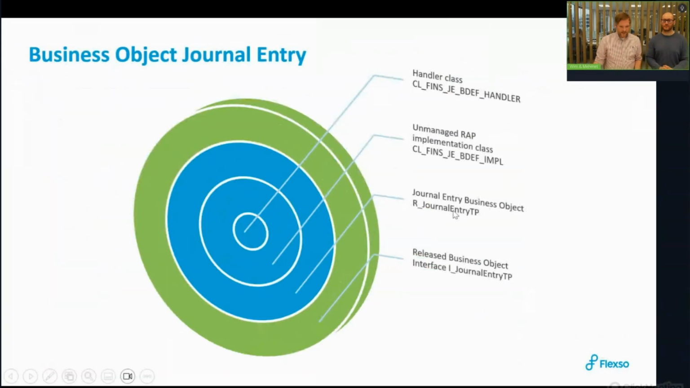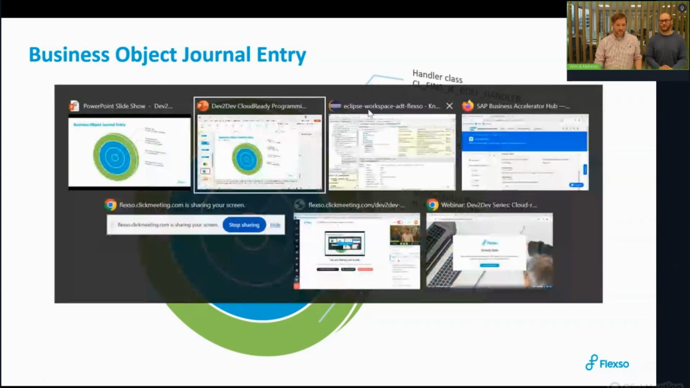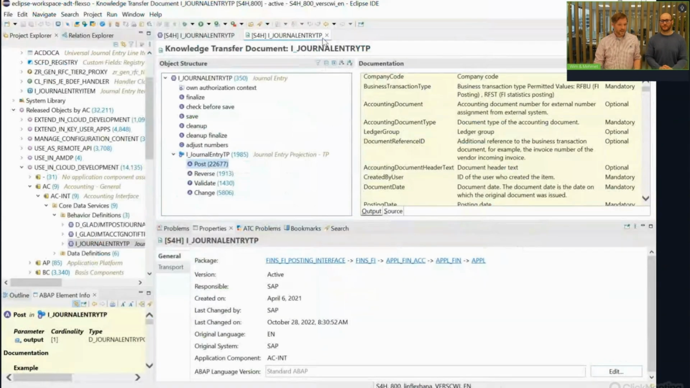Now, let me quickly go back to the slide again. If you remember, I noted down that the class which we are interested in, which we found by navigating into that object, is the business definition handlers. That's where the business logic of that business object interface, which we are going to use, is part of. Let's have a look at this class.